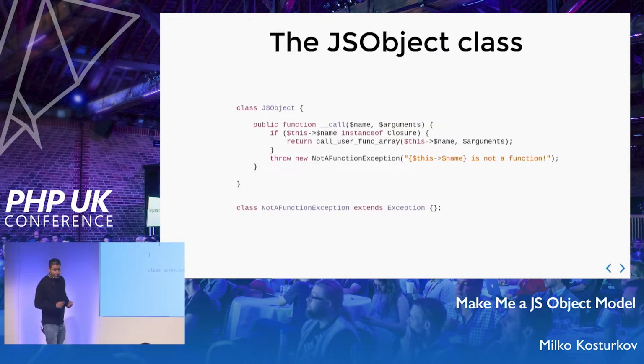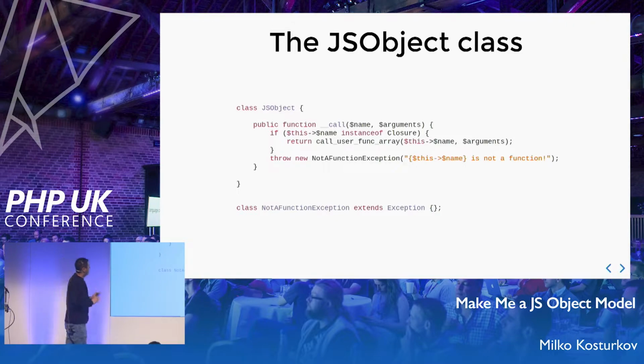We'll need to introduce a class. Now, this will break the literal transliteration that we're doing, but we're going to introduce a class. We're going to call it JSObject. And this class is going to have one single method, and it's the magic __call method.